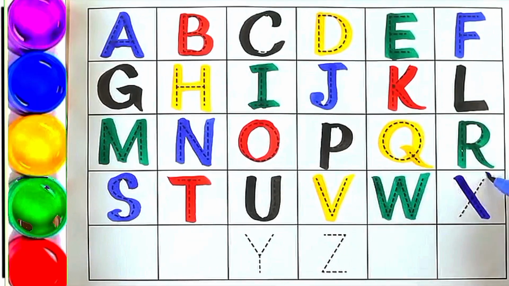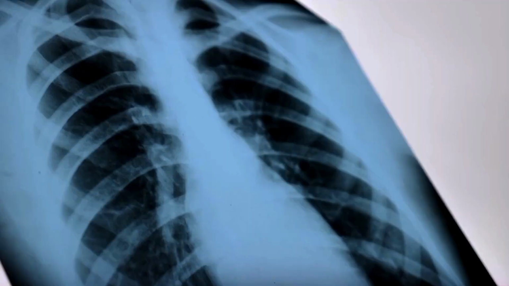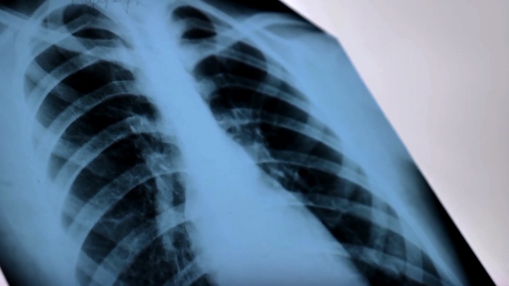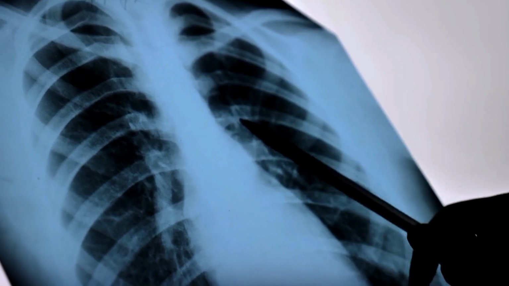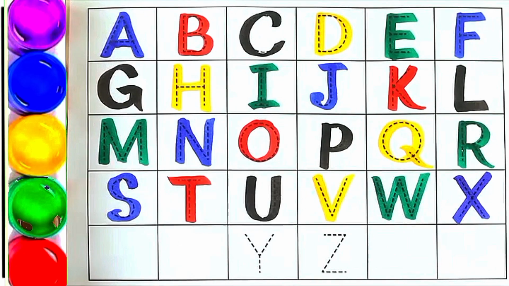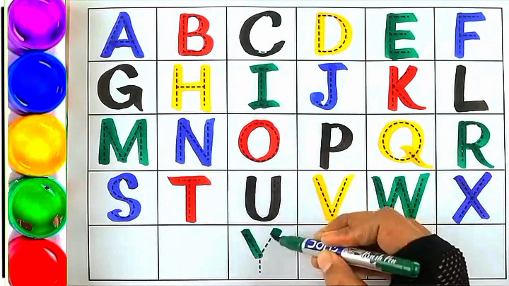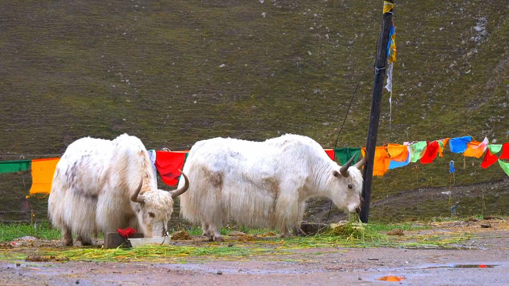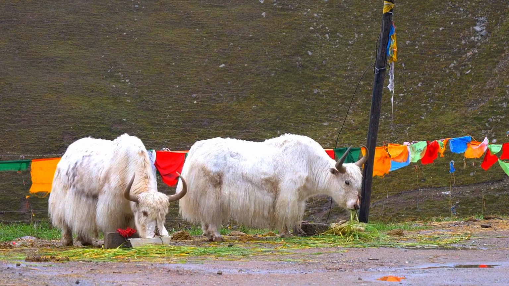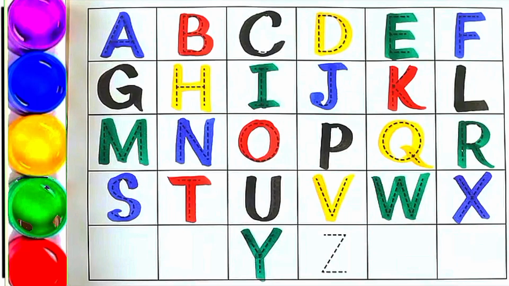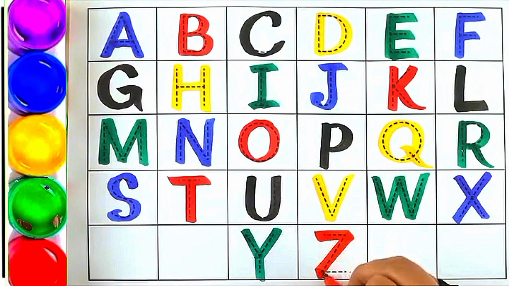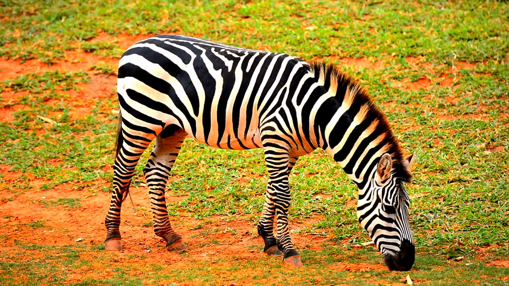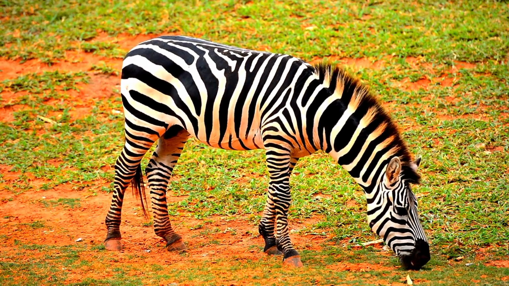X. X for X-ray. This is X-ray. Y. Y for yak. Those are yaks. Z. Z for zebra. Those are zebras.